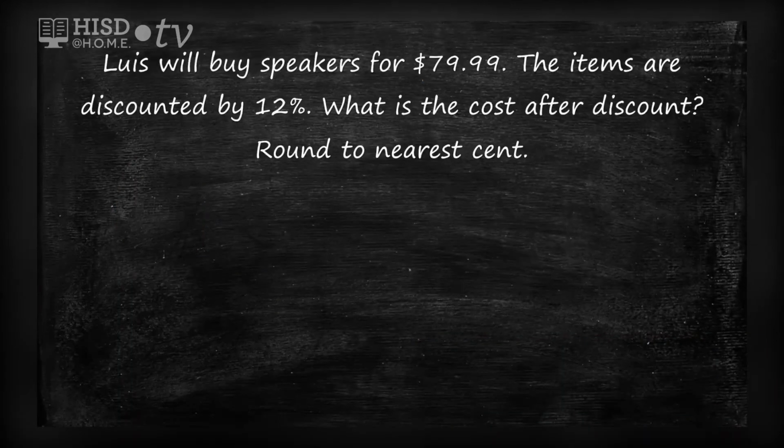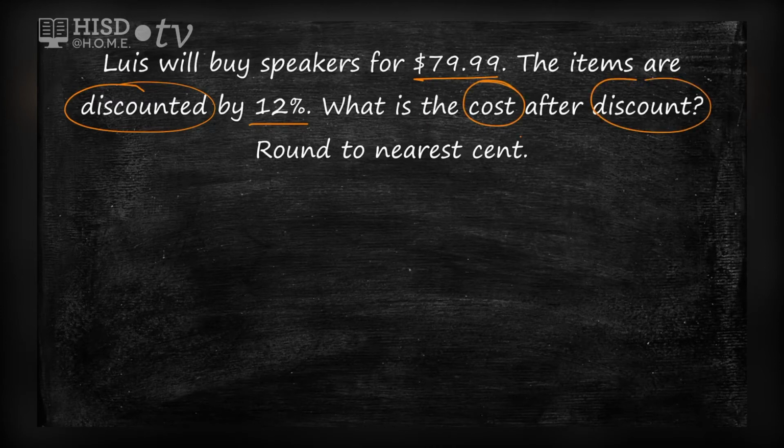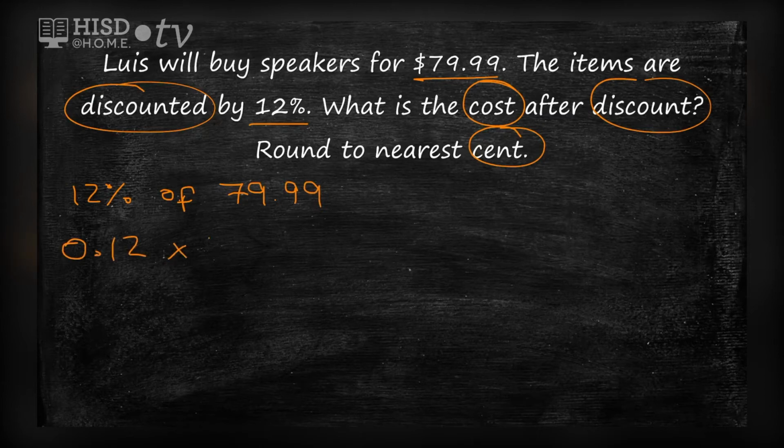The following problem. It says Luis will buy speakers for $79.99. The items are discounted by 12%, so that means that once I find 12%, I have to subtract. What is the cost after the discount? And we're gonna round to the nearest cent. So we know that in order for me to be able to do this, I'm gonna do 12% of $79.99, which means that I just have to change this to decimal and multiply times 79.99.